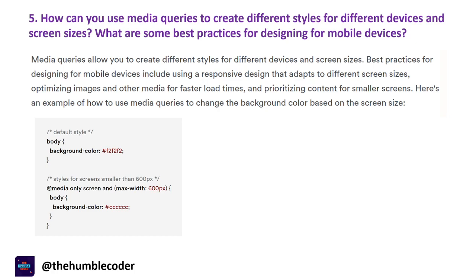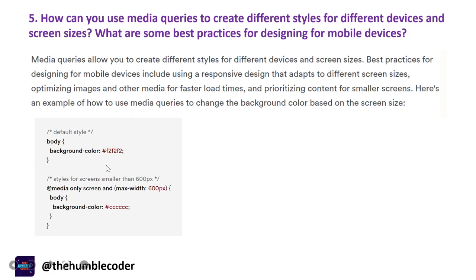Here is an example of how to use media queries to change the background color based on the screen size. In the example below, you can see that if we have to apply a background color, in the default style we apply it on the body. This means that it will be applied to all screen sizes, that is, desktop, mobile, tablet, whatever the screen size, it will be applied to all of them.